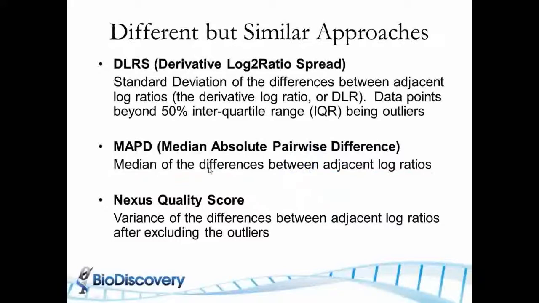So pretty much every manufacturer has some variations that quantify that probe variance. For example, Agilent uses the DLRS score, or derivative log ratio spread, which is the standard deviation of the difference between adjacent log ratios. And they do remove the probes that fall beyond the 50% interquantile range as outliers. Because, of course, any sample that has copy number changes does have big steps in it, and you want to remove those.